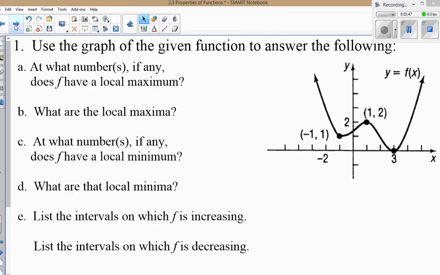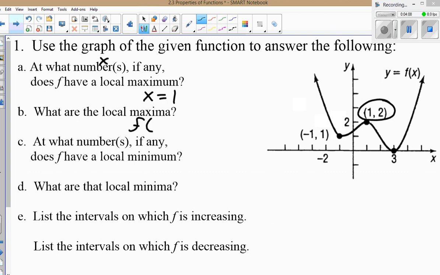At what numbers, so when we're saying numbers, at what x's, if any, does f have a local maximum? Here's our local maximum. So at x equals 1, we have a local maximum. What is the local maximum? Well, when x is 1, we get a y value of 2. So that is correlating to that point.